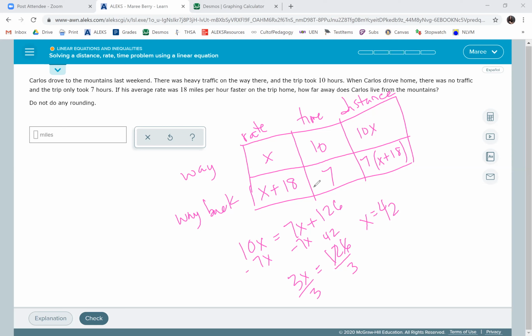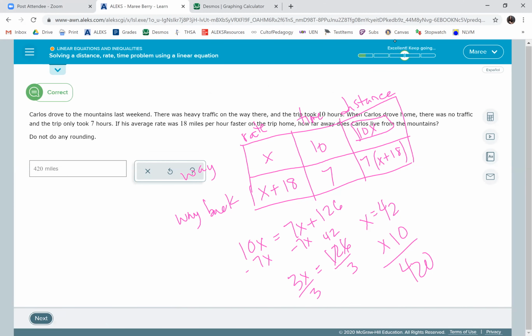Now, it doesn't ask me what his rate was on the way, which is basically 42 miles per hour. And then on the way back was another 18, which is going to be 60 miles per hour. Doesn't matter. We didn't want the rate. We want to know the distance. So the distance is 10 times x. So we have to times that by 10 to get 420 miles. So he went 420 miles. Boy, this table really helps, doesn't it?